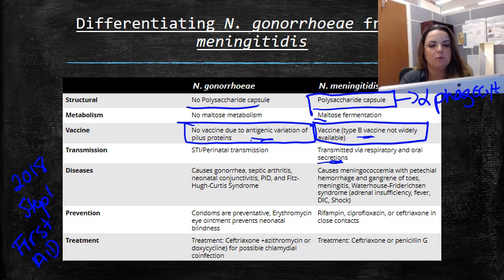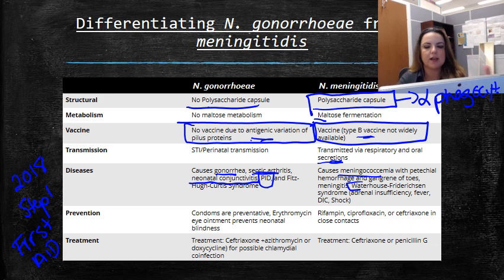What does it cause? Well, for one, N. gonorrhoeae causes gonorrhea. It also causes septic arthritis. It is a cause of neonatal conjunctivitis, which we'll talk about, pelvic inflammatory disease, and a syndrome known as Fitz-Hugh-Curtis. In meningitidis, we're largely worried about meningitis. So you can see meningitis, certainly. You also worry about meningococcemia, right? If you begin to see those petechial hemorrhages in a patient that you are thinking has meningitis, you have to be really concerned that it's N. meningitidis, because you can get gangrene of the toes and it can progress to Waterhouse-Friderichsen syndrome, which basically is that adrenal insufficiency with fever that can lead to DIC and shock.